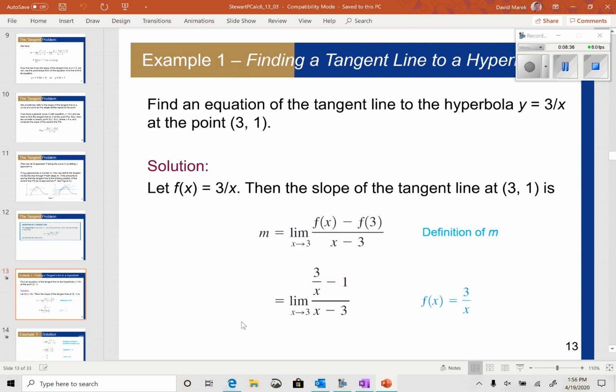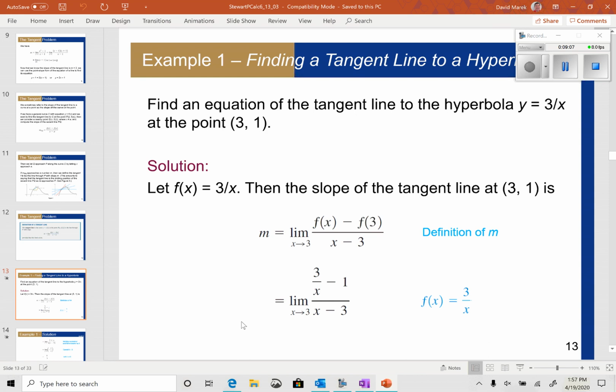Okay, let's use it. Find the equation of the tangent line to the hyperbola. You guys remember hyperbolas, right? The hyperbola, given the equation y is equal to 3 over x at the point 3, 1. So f of x is 3 over x. The slope of the tangent line at the point 3, 1 is, all right, so we're going to use our definition of the slope of a tangent line.